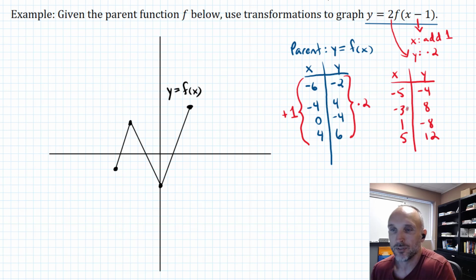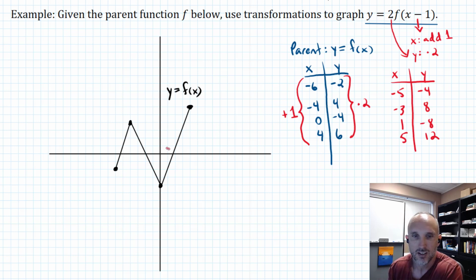Now, before we do that, understand what these transformations do. Adding 1 to x is going to move the graph to the right one. Multiplying y by 2 is going to stretch it vertically. So we should imagine this shape moved to the right one and stretched out taller. That's what it should look like. So -5, -4 is right here.